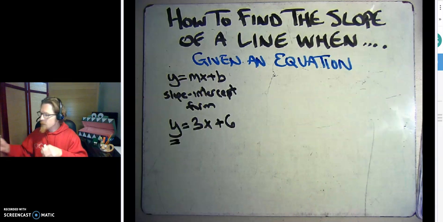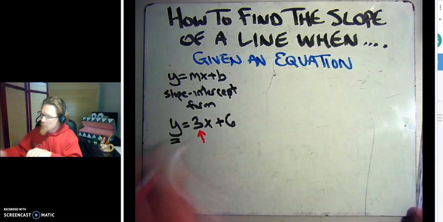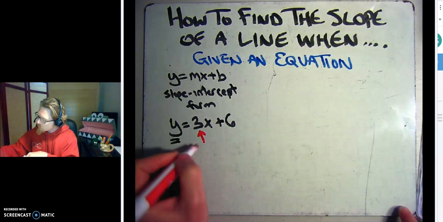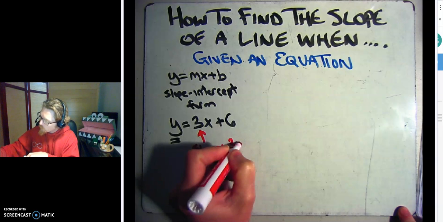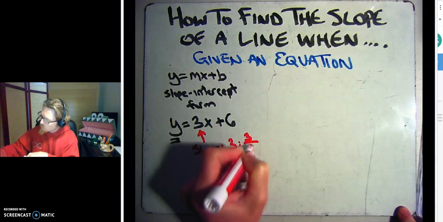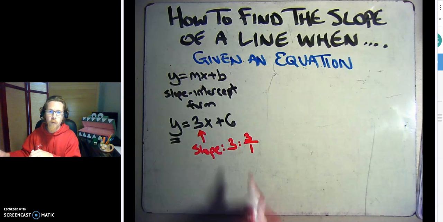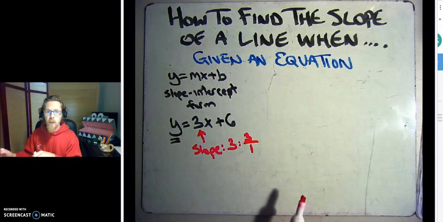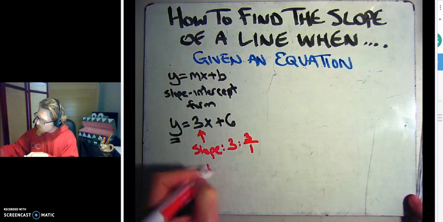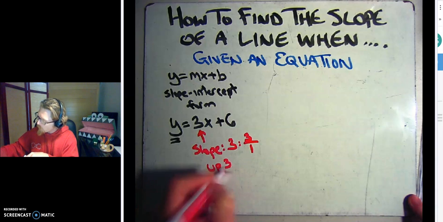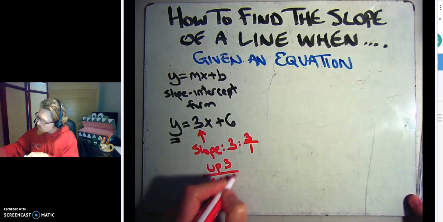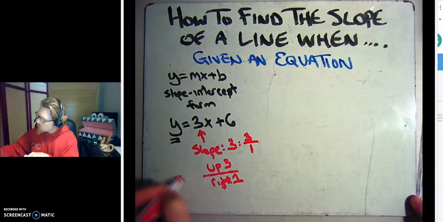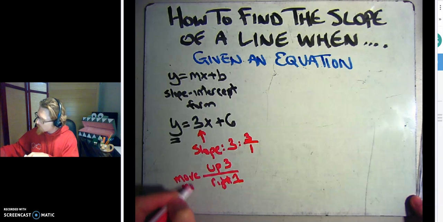The slope is really easy to identify because it's the number being multiplied by the x. So we can say that the slope is 3, or we can also see it as 3 over 1, because we know it's a rise over run. What this slope represents is that from each point we go up 3 and move to the right 1.